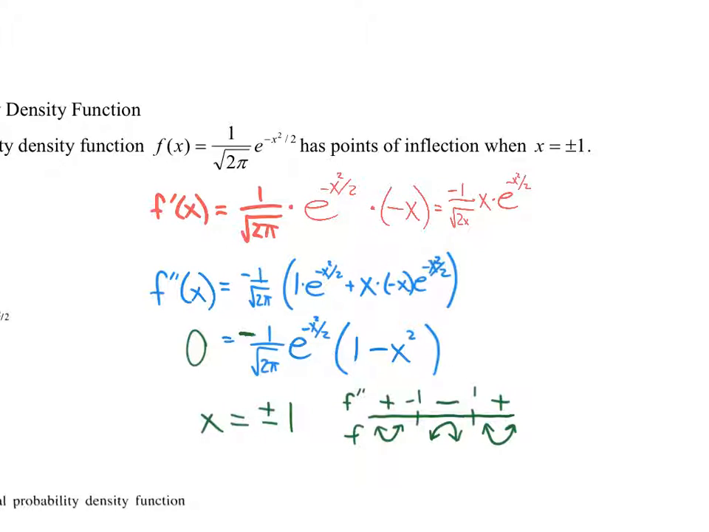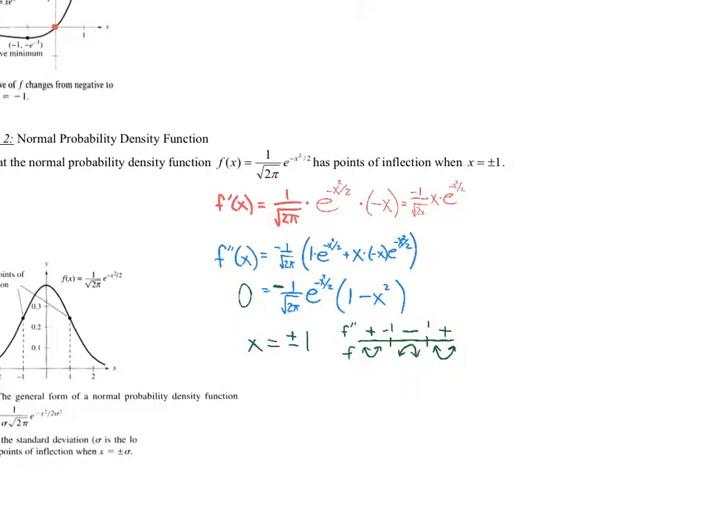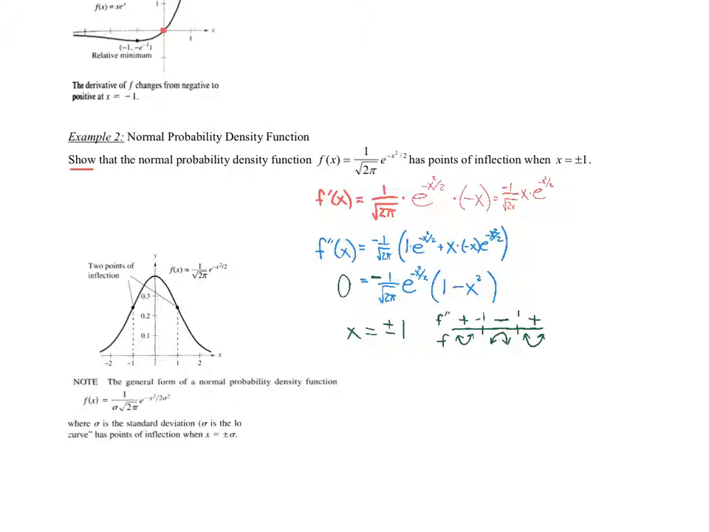If you happen to recognize this as an even function, we would have known as soon as we knew -1 was a point of inflection. But okay, so we just showed that since concavity changes, x equals plus or minus 1 gives points of inflection.